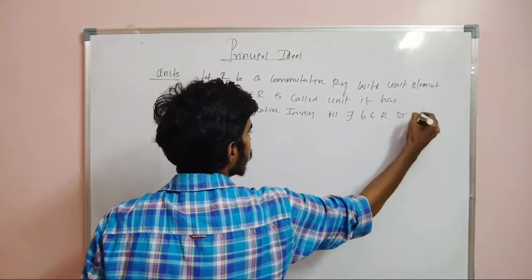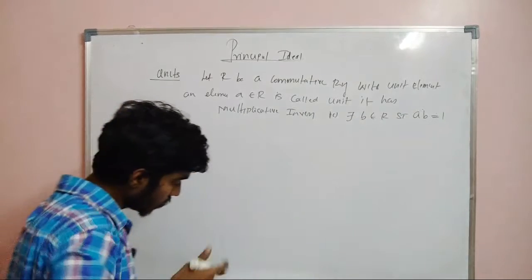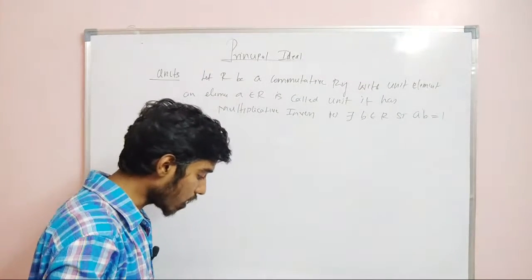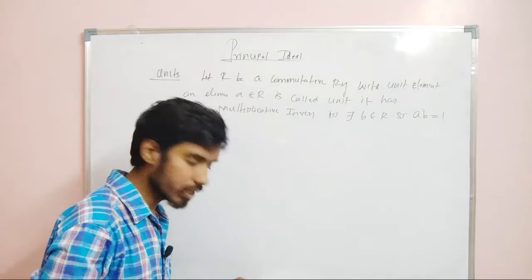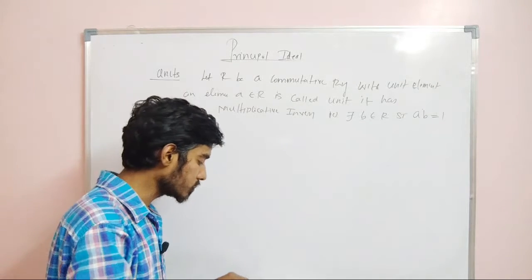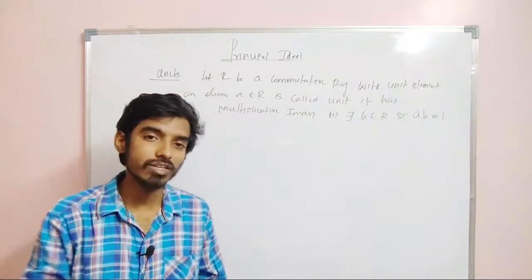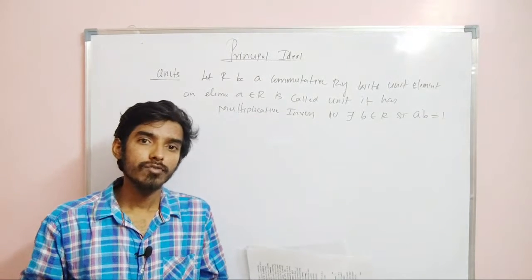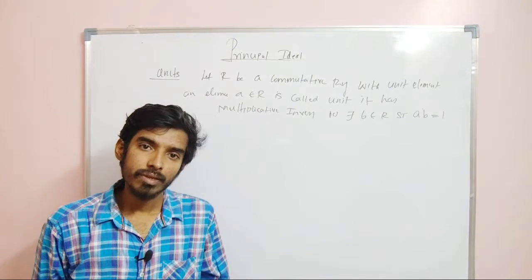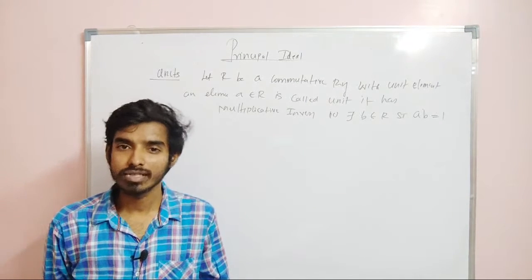There exists B in R such that AB is equal to 1, right. So in other words, units of R are those elements which possess a multiplicative inverse. 0 is not a unit, because 0 does not possess a multiplicative inverse. If we have a commutative ring with unity, any element other than 0 is a unit, right.